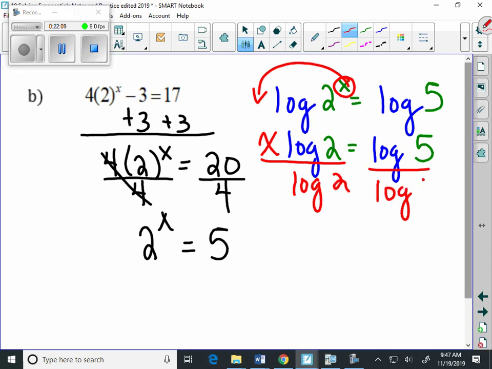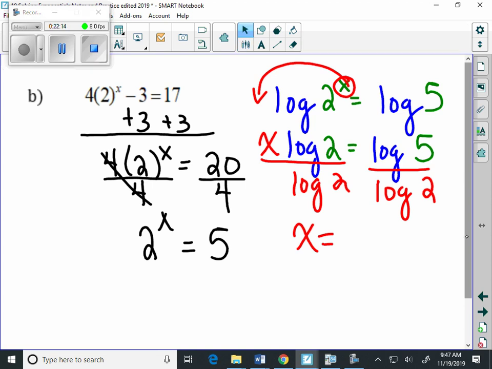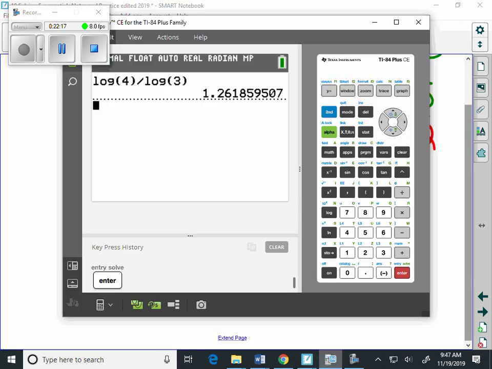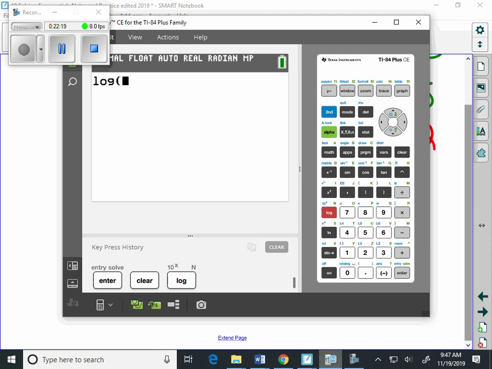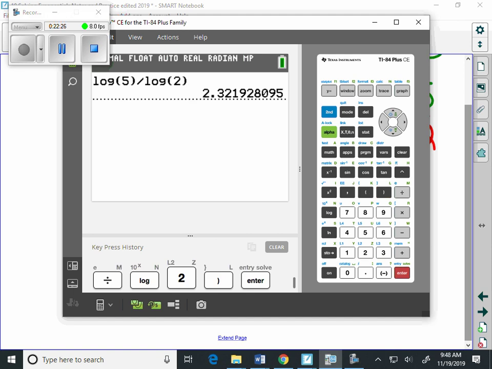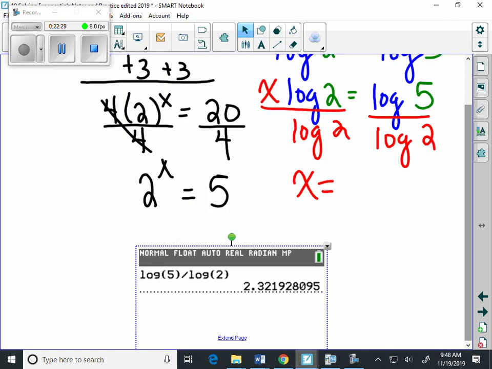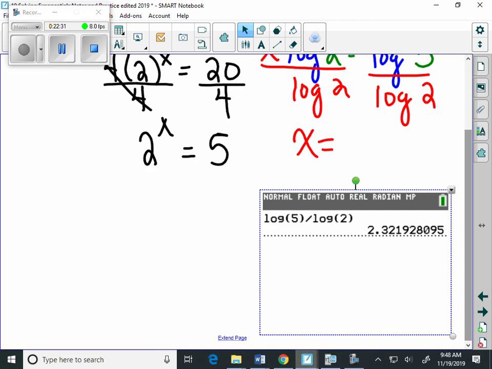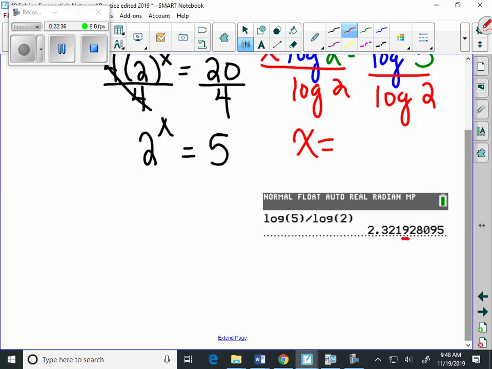And that's what we need to type in to our calculator. Log of 5, close the parentheses, divided by log of 2. Gives us that value. And as we take a look at it, again, rounding to the nearest thousand, we're looking at the 9 to determine what to do to the 1. And it's 2.322 because 9 is 5 or higher.